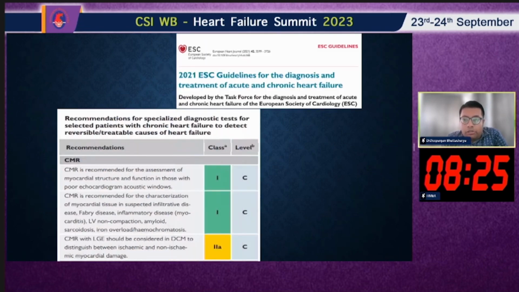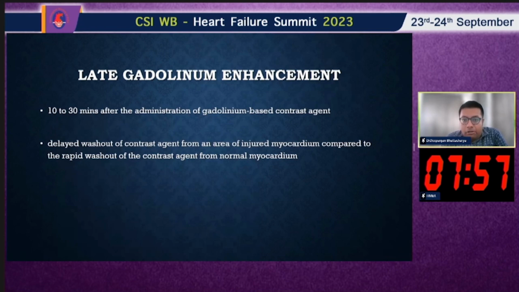So coming to the 2021 ESC guidelines, they give a class 1 recommendation for cardiac MRI in patients who have got poor echo windows, and if we are suspecting infiltrative diseases like Fabry disease, inflammatory disease, LV non-compaction, amyloid, sarcoid, and hemochromatosis. And it is a class 2A recommendation for imaging with LGE in patients with DCM to differentiate between ischemic and non-ischemic cardiomyopathy.